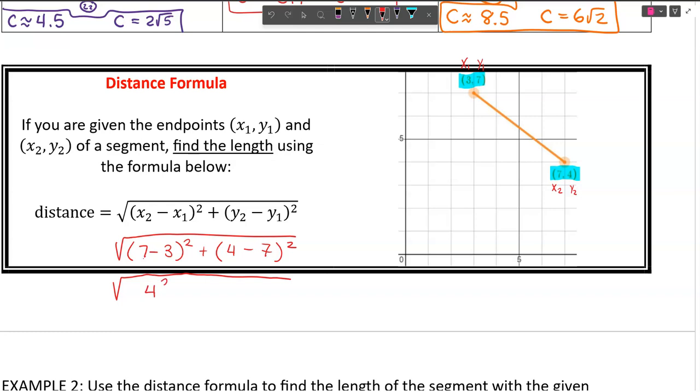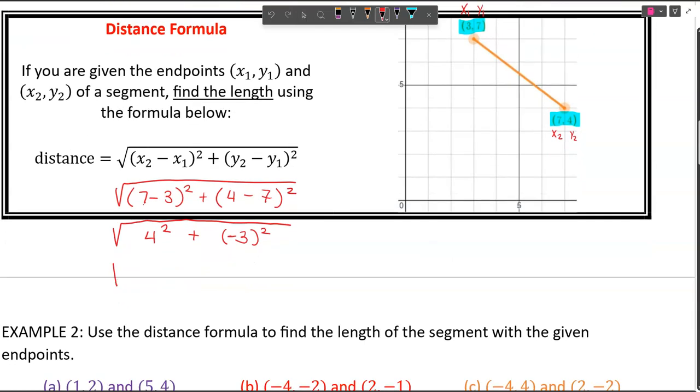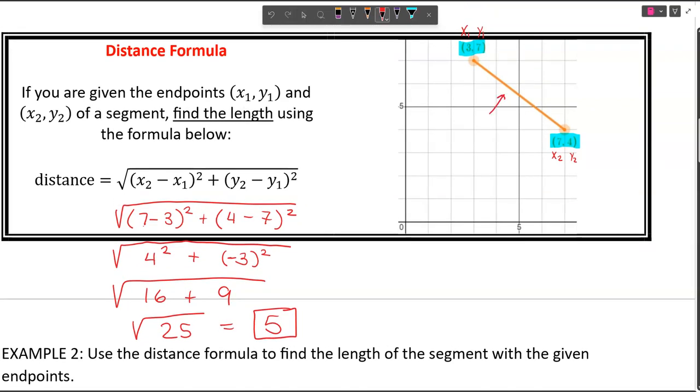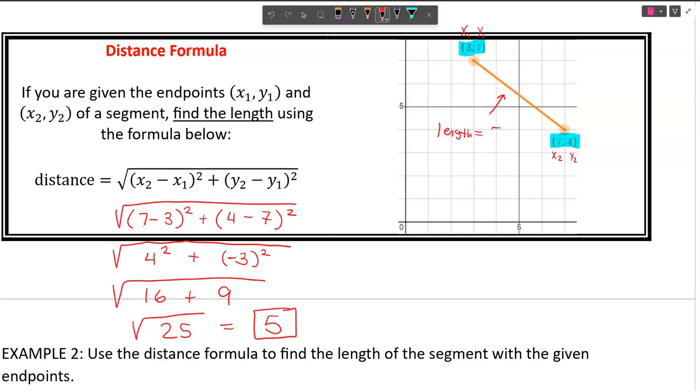7 minus 3 is going to be 4. 4 minus 7 is negative 3. That needs to stay in parentheses so that we don't lose that negative sign. 4 squared is 16. Negative 3 squared is 9. 16 plus 9 is 25. And yes, the square root of 25 is 5. So what we can conclude from this first example is that the length, the total distance between those 2 points, has a length of 5.